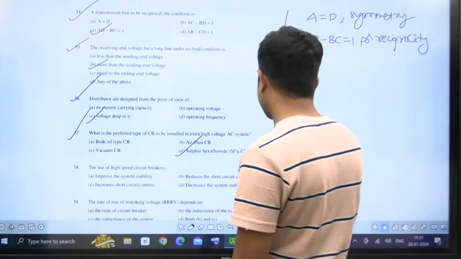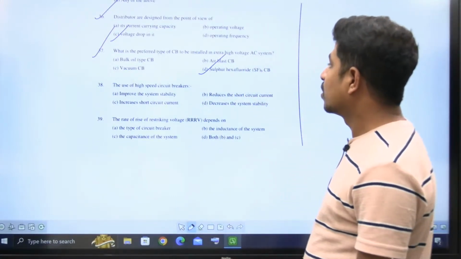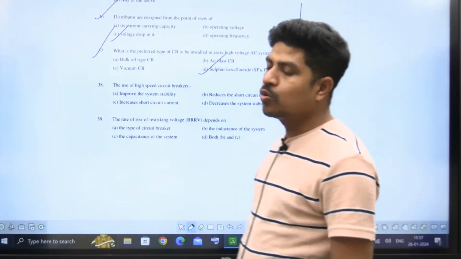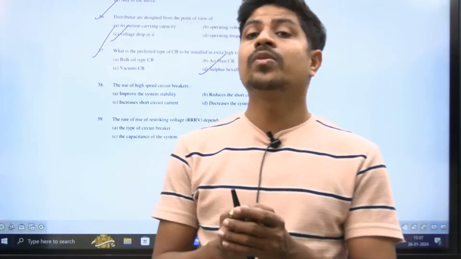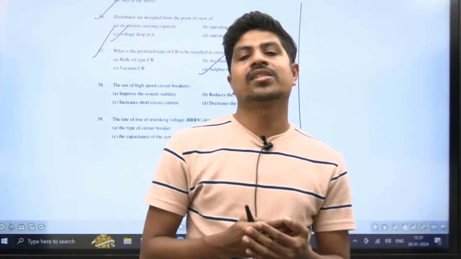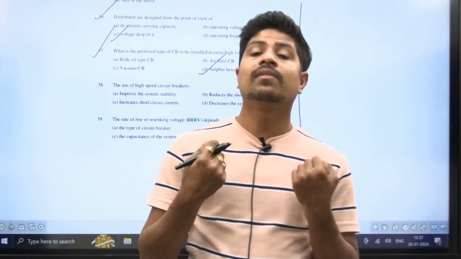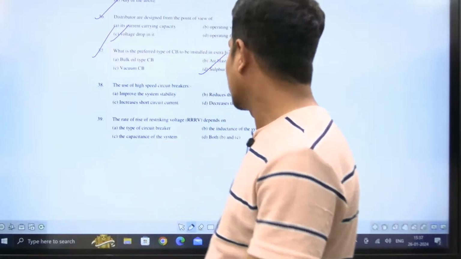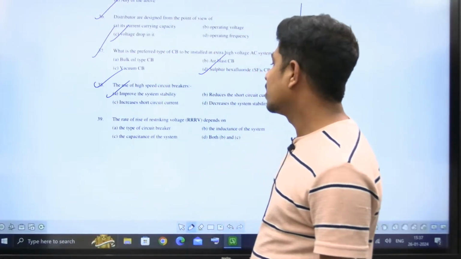The next one: the use of high speed circuit breakers. If the speed of the circuit breaker is high, it is immediately going to disconnect the faulty section from the existing system, then the system is going to remain stable. Stability will be maintained, right? The option is to improve stability.